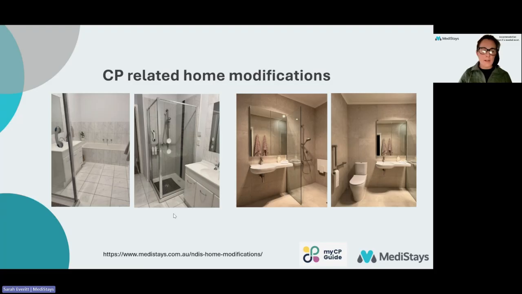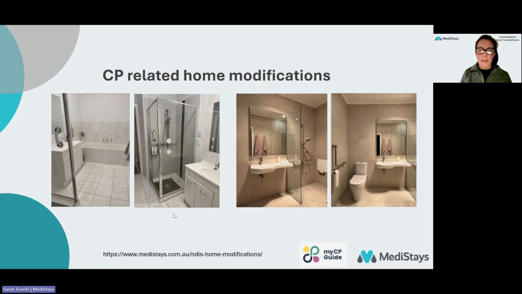The other common use of NDIS funding is for CP-related home modifications, or disability-related home modifications. So perhaps you're living in a situation where your mobility is decreasing. This is a picture of Ash's bathroom. She recently had it modified, and it was creating a really unsafe place for her to shower and undertake self-care. She wasn't able to use the shower. She couldn't hop into the bath, and she also couldn't access the taps on either side of the sink that you may be able to see there.